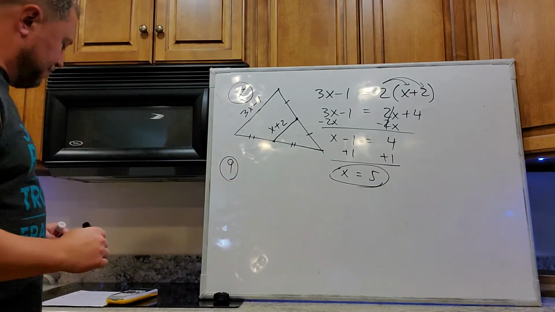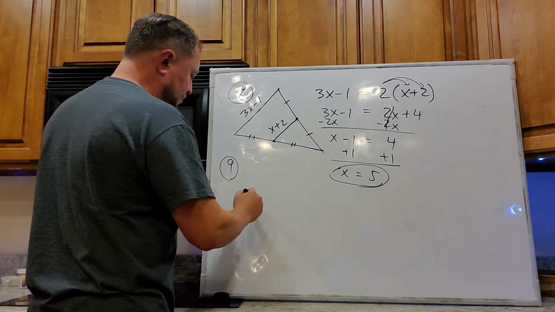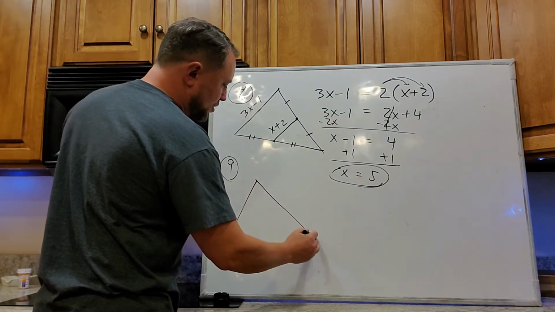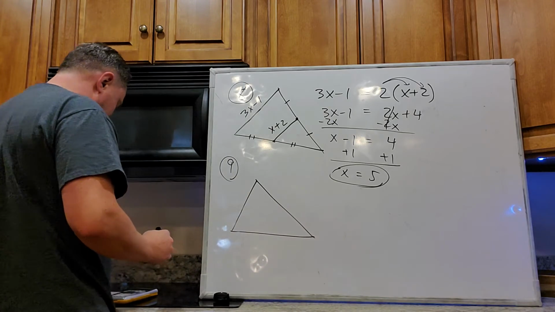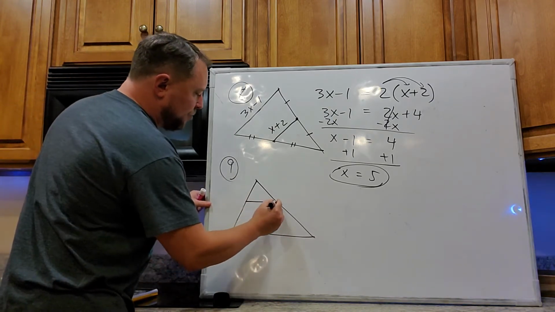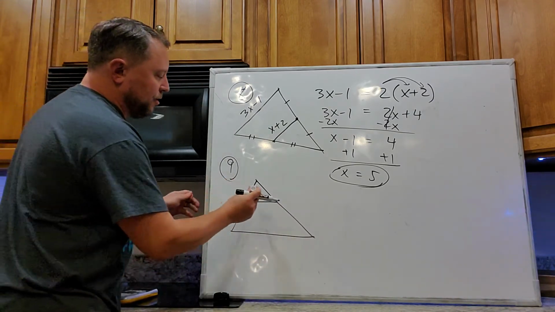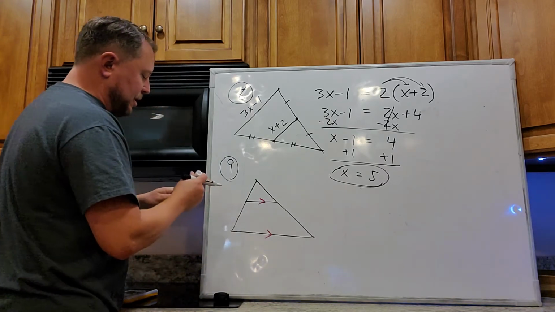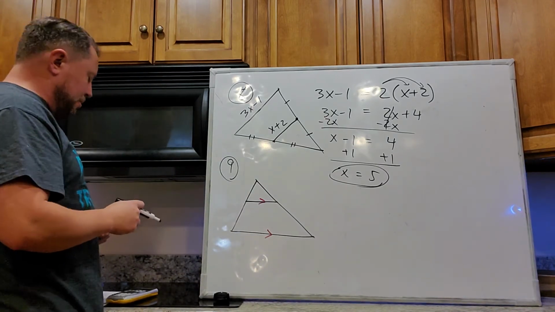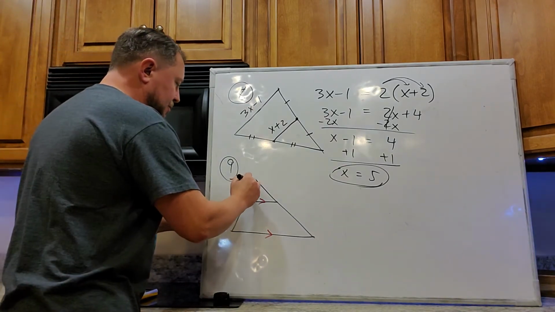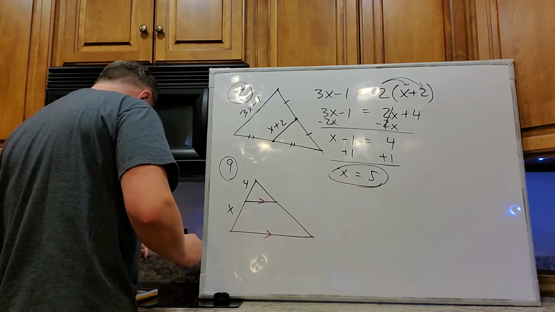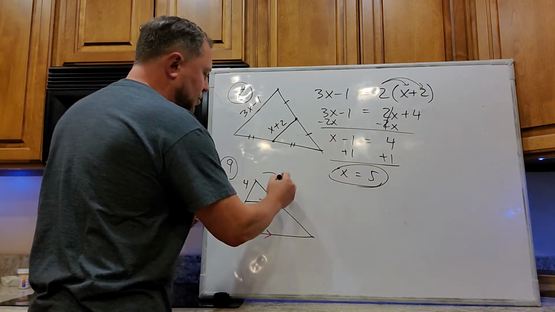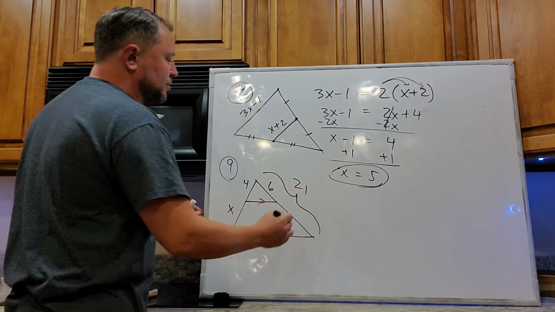Problem number 9. On problem number 9, we've got a picture of a triangle, and there's a segment running through the triangle up here that runs parallel to this one down here. They mention that this is 4, this is x, this is 6, and the whole length of that side is 21.